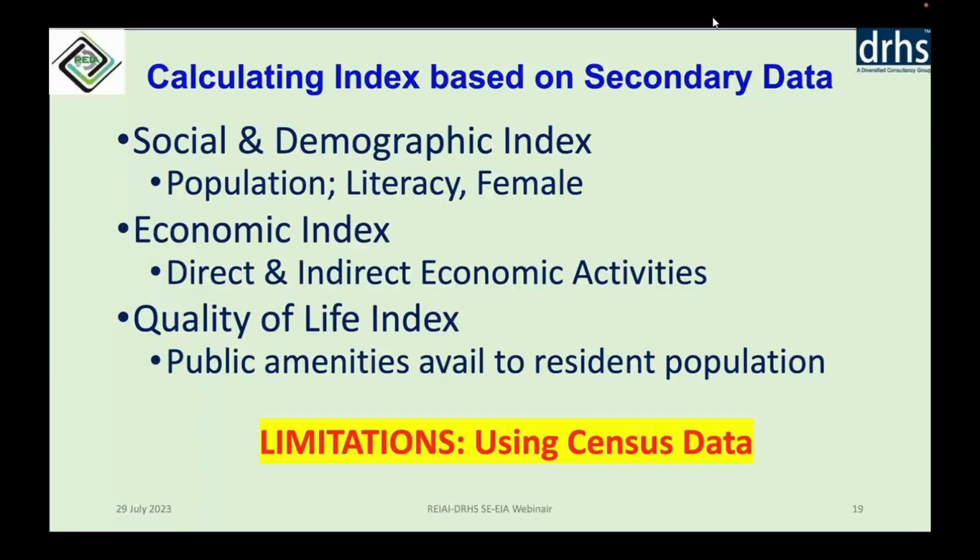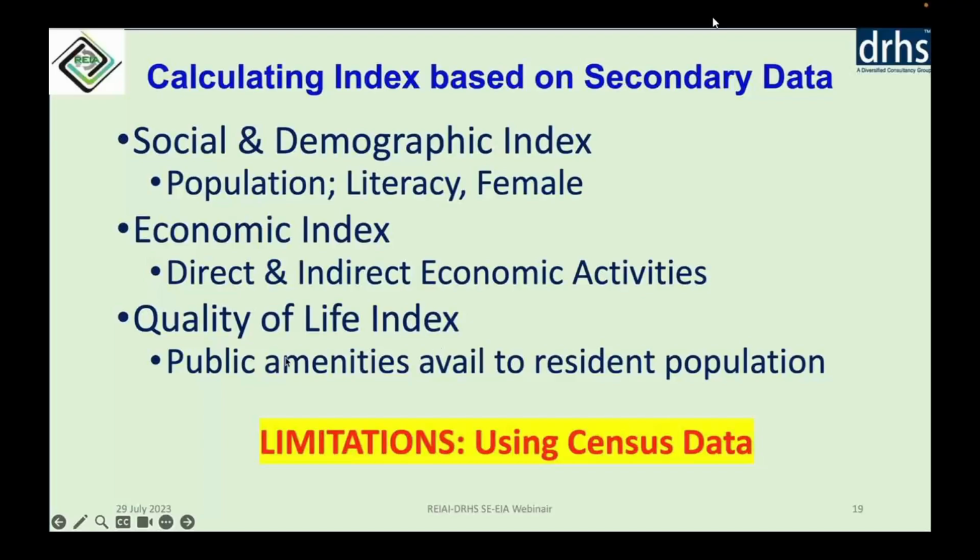Now somebody has asked how to calculate the index. Now what happens when you describe the demographic picture, right? You have done demographic analysis. And what is the situation of the index, social demographic index, population, literacy, female, what you call the essence of the data. What is the economic index of your area? What is the quality of life index of your area?